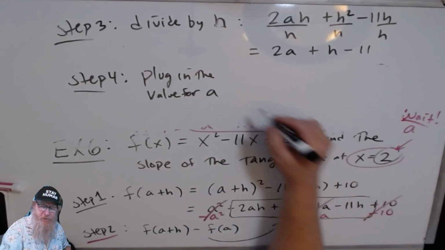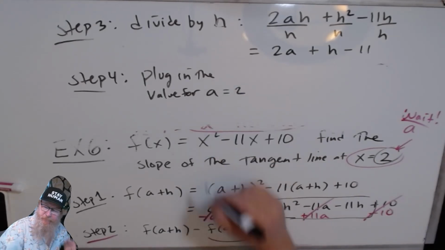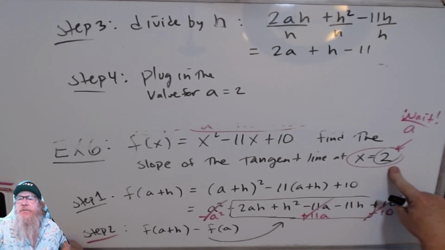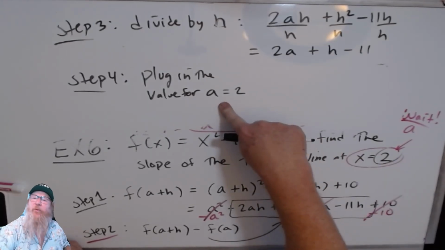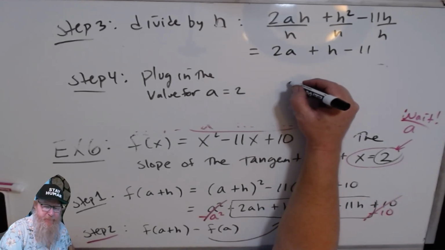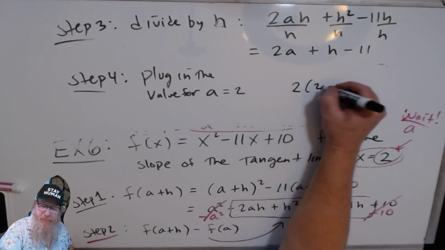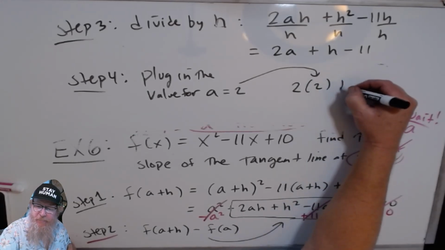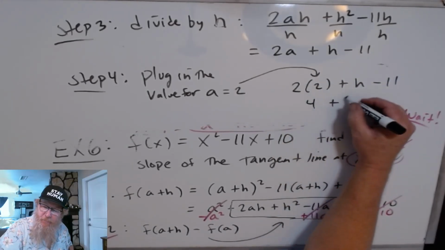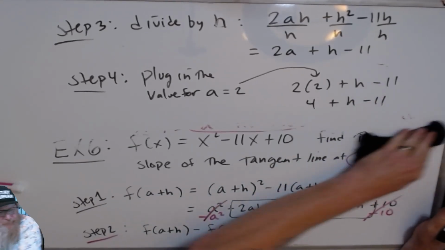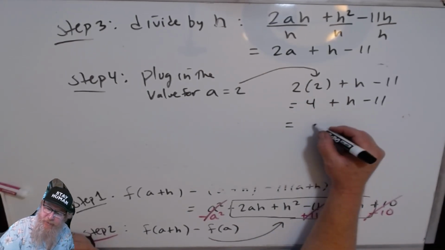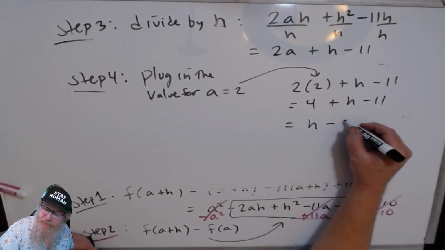So a was 2. So x equals 2, so that means a is equal to 2. Yeah, x is equal to a. So you get 2 times 2 plus h minus 11. 4 plus h minus 11, which is h minus, what's that, 7?